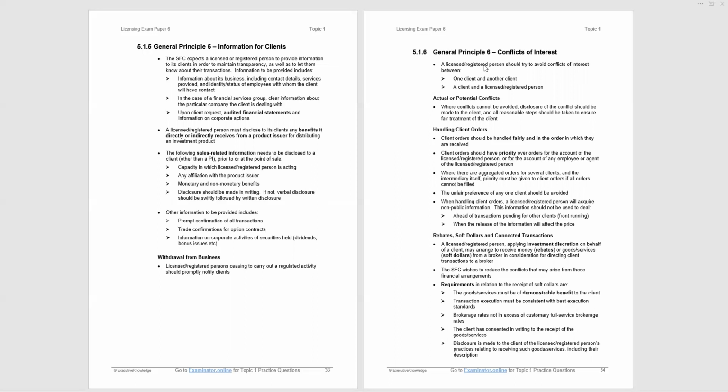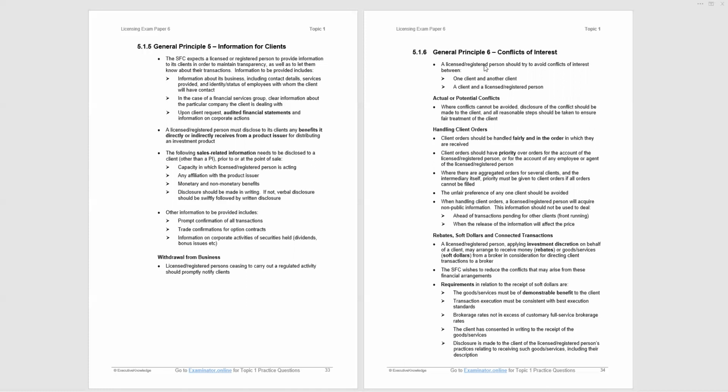All these little bits and pieces are relatively easy to examine. You're not going to see all the principles examined, maybe one or two. Now, one of the principles that's a favorite for examination, General Principle 6, conflicts of interest. You should avoid conflicts of interest with client.